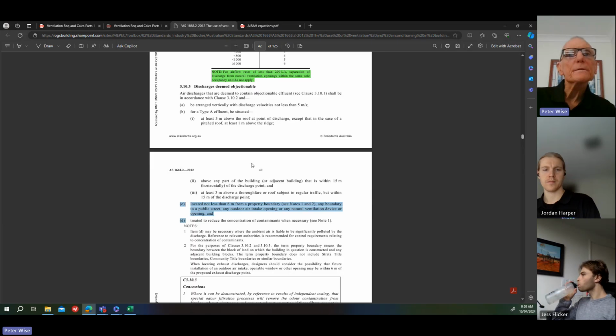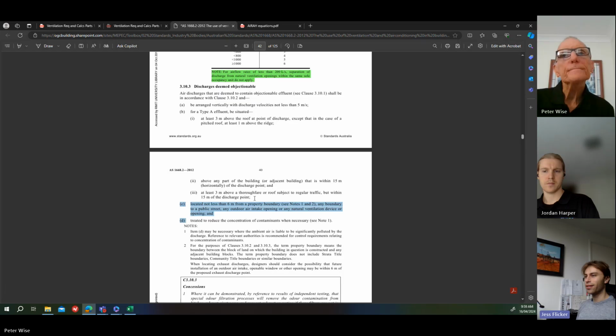They shall be in accordance with 3.2, and so B, for a type A effluent, be situated at least 3 metres above a. So that's what I was just talking about. If you've got people walking around, it's got to be 3 metres above the roof, but within 15 metres of the discharge point.